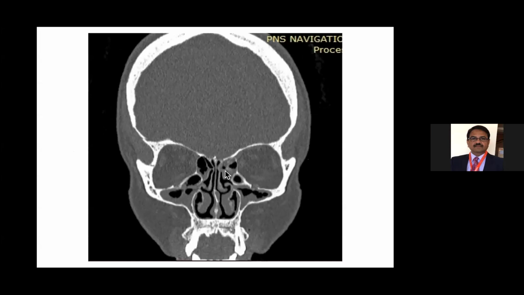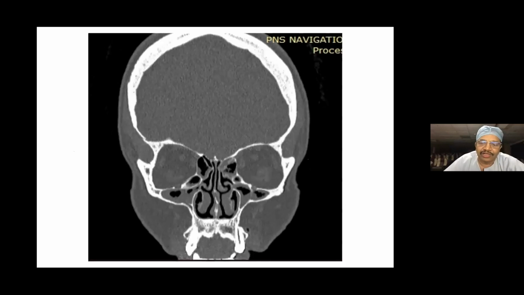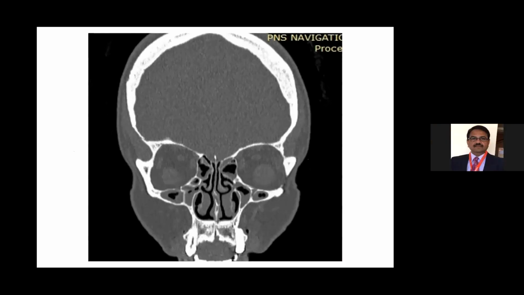So here there are two rows. There is one cell here, there is one cell here. Similarly, there is one cell here, there is one cell. These are the points you analyze while looking at the CT scan. That will help you a lot during the surgery.